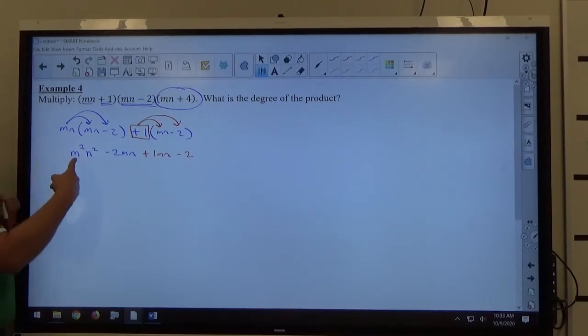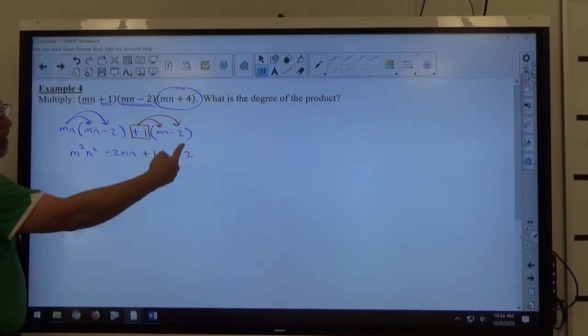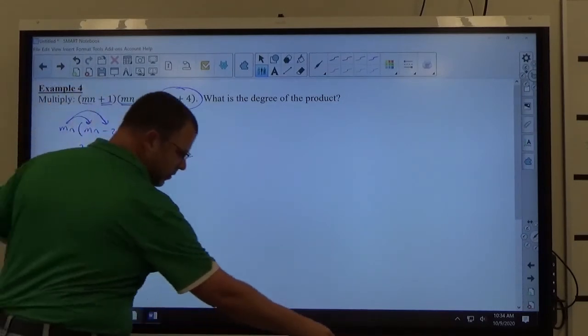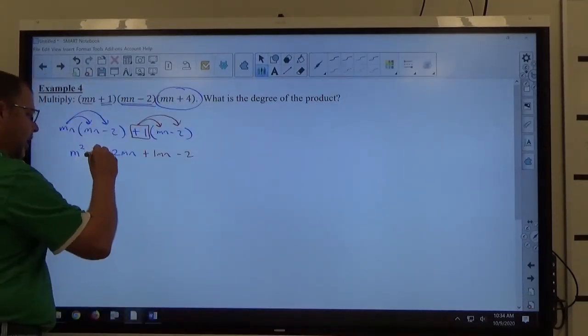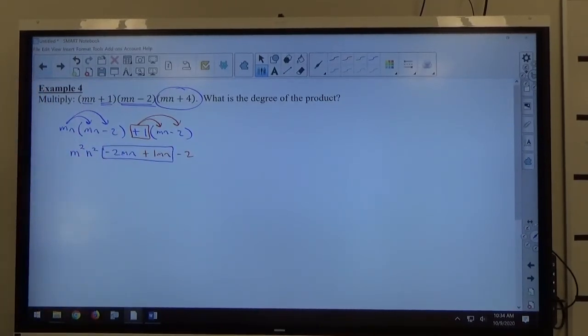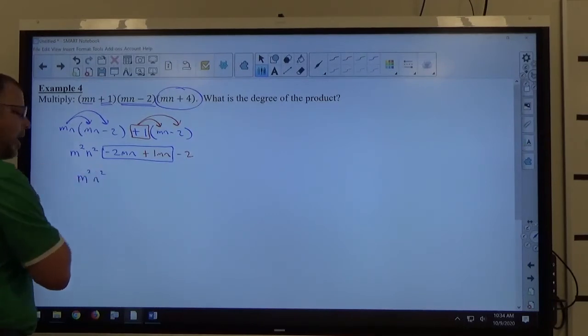So I get positive m squared n squared. Subtract, so minus 2mn. Add, so plus mn. And then subtract, minus 2. If I combine my like terms, which you'll notice that these 2 guys here are like terms. They both have m to the first, n to the first, so addition is legal. I'm going to get my m squared n squared, which has the wrong power, so I can't add that with anything.